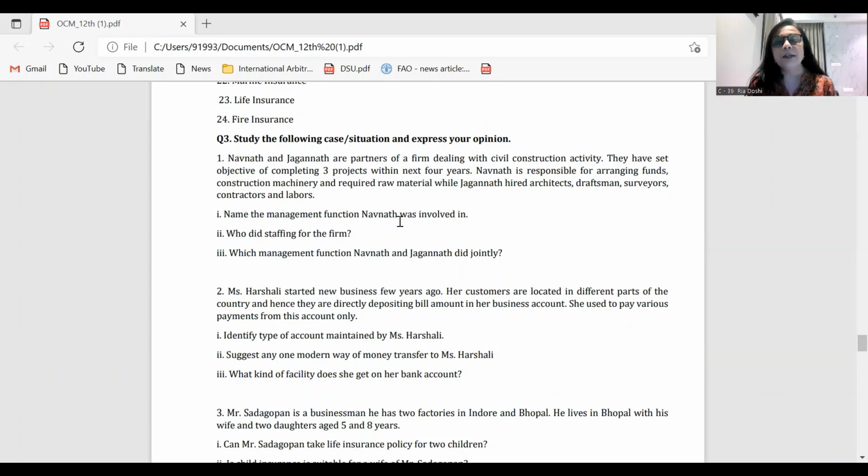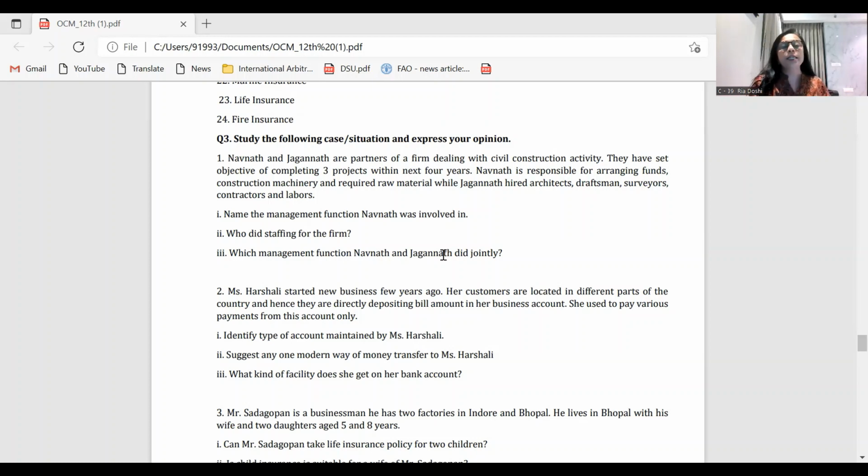For example, Mr. Navnath, here you will highlight the words planning and organizing. Here you will highlight the word Mr. Jagannath. And in the third question, you will highlight the word planning function. Correct? So this is how you have a case study here.